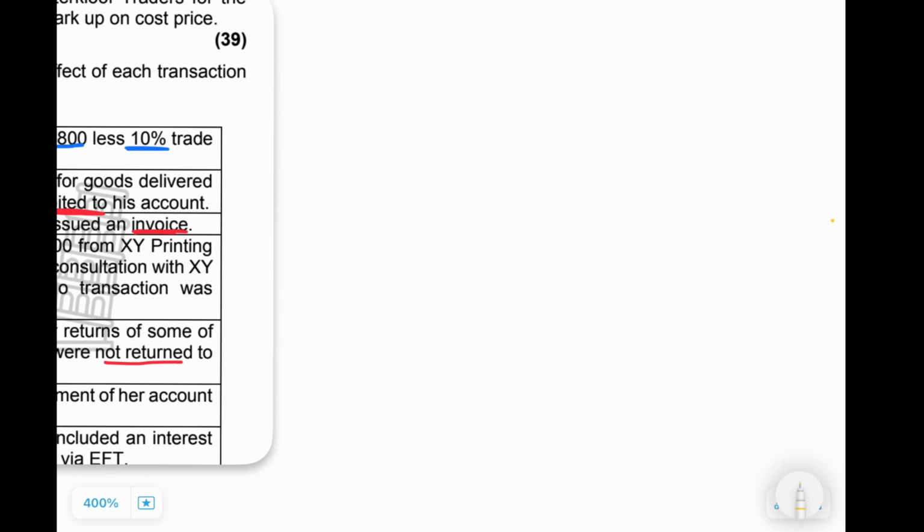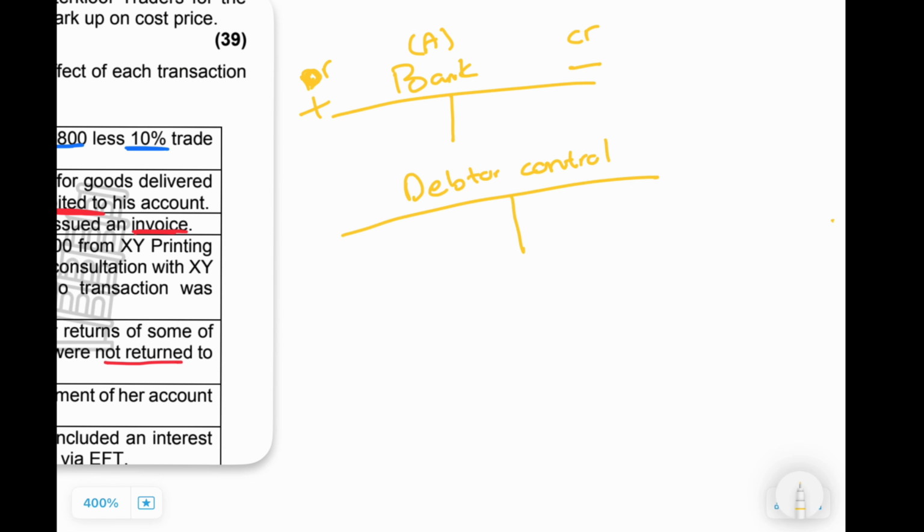So the first 2 accounts which will be affected will be bank. Why bank? Because it said we received 3,400, and when we receive money for whatever reason, our bank will always be affected. So bank is an asset account, increases on the debit side and decreases on the credit side. Okay, another account which will be affected will be debtor's control account. Why? Because this person was our debtor or is our debtor. Debtor's control account is an asset account as well, increases on the debit side and decreases on the credit side.